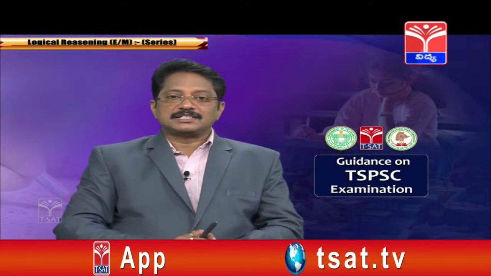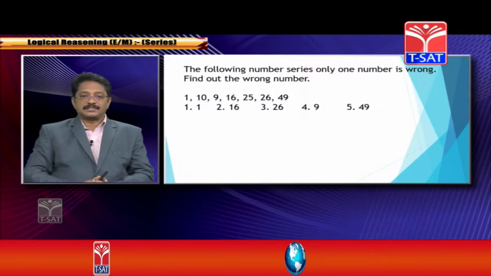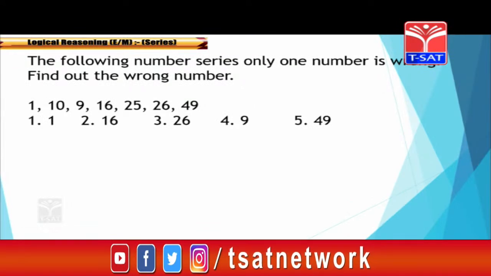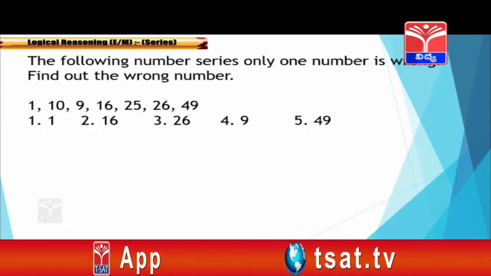Now, in the following number series, only one number is wrong. Find out the wrong number here. You have to identify it. 10, 9, 16, 25, 26 and 49. So which number is wrong? How are we going to identify it? 10, 9, 16, 25, 26 and 49.